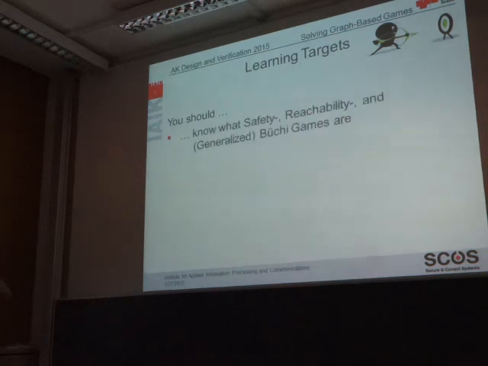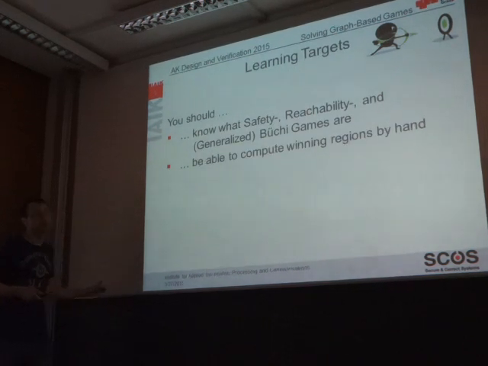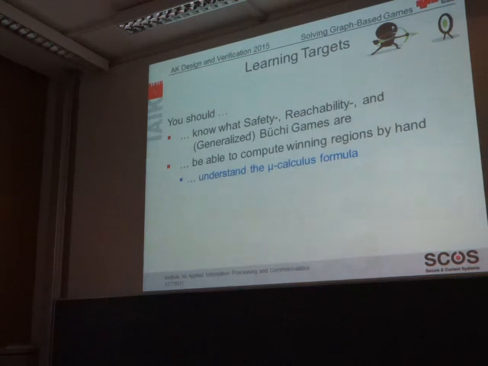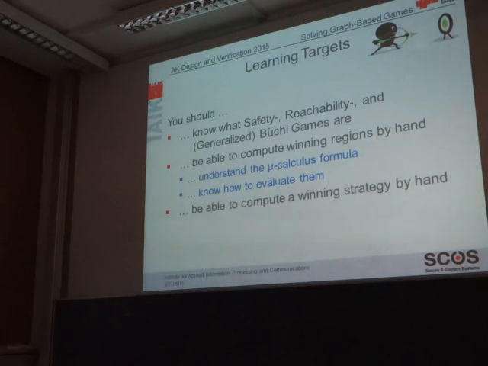The learning targets are that you should know what these different kinds of games are, and you should be able to compute a winning region by hand. We will also do this on the blackboard in the class. For this, you will have to understand the corresponding Mu calculus formulas and know how to evaluate them. And finally, you should also be able to compute a winning strategy for these games by hand.